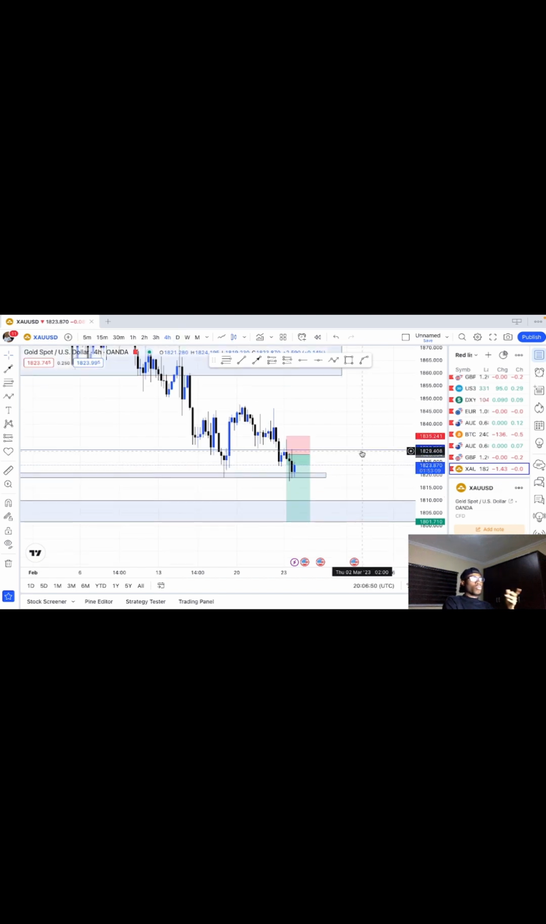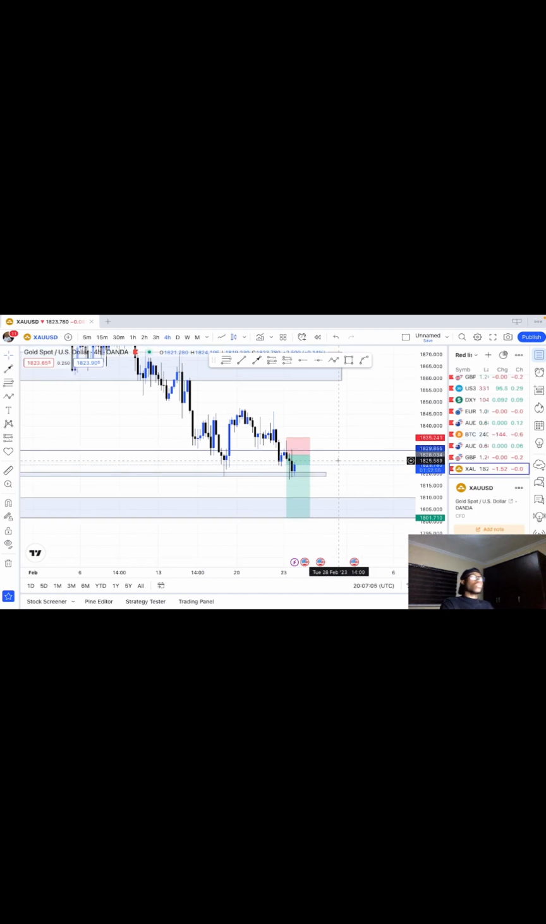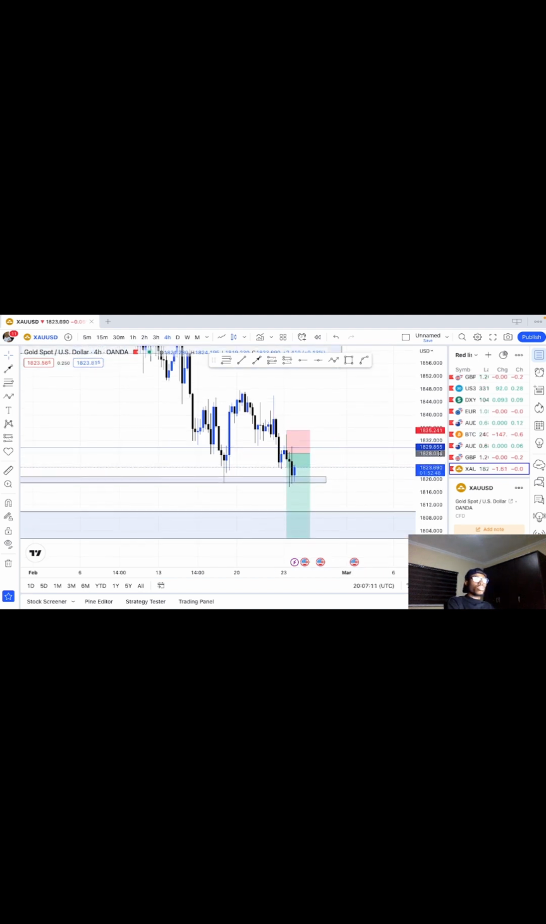Let me just put that 1.830, because that's how the banks trade. They trade in round numbers. They don't trade in 1.29, 1.40, 1.45, 1.50, 1.55, 1.60. That's how banks trade. So let me just put it as the 1.830 zone. That's where gold is trading below.